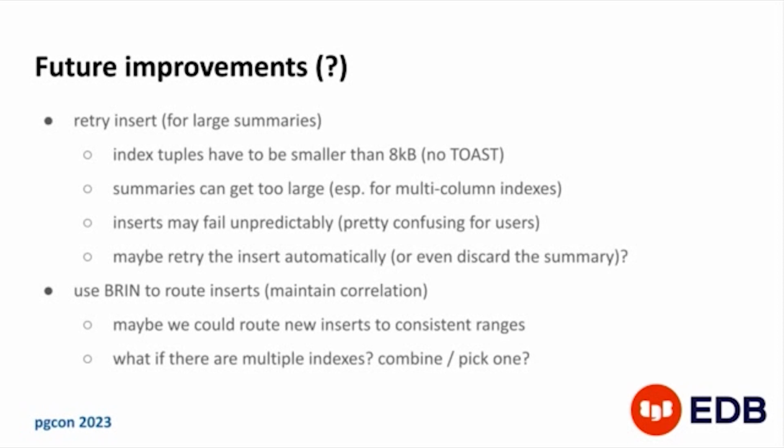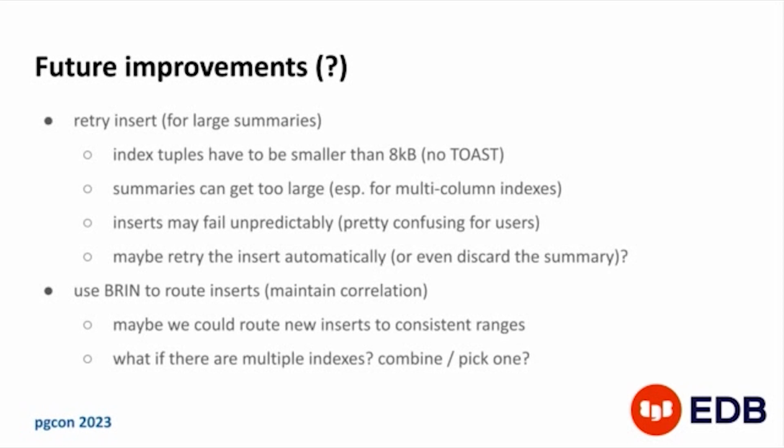For BRIN, it's kind of worse, right? Because instead of keeping individual values, we are, for example, keeping two. We are keeping minimum and maximum for each index entry. So you can hit the issue sooner.